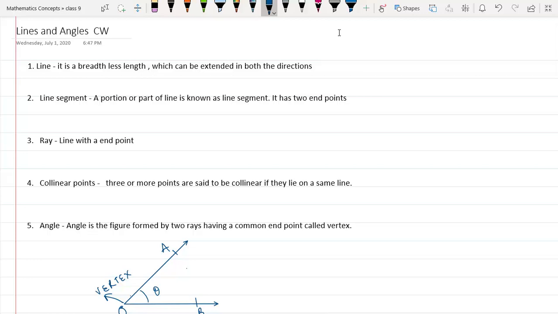Let's start chapter number 6, lines and angles. In previous classes also we have studied a lot about lines and angles. Before starting, let me tell you a point. Whatever is written in black ink or blue ink, you have to consider that as your classwork. You have to write that in your registers. Whatever is written with a different color pen is only for understanding purposes. Still, if you want, you can write that too.